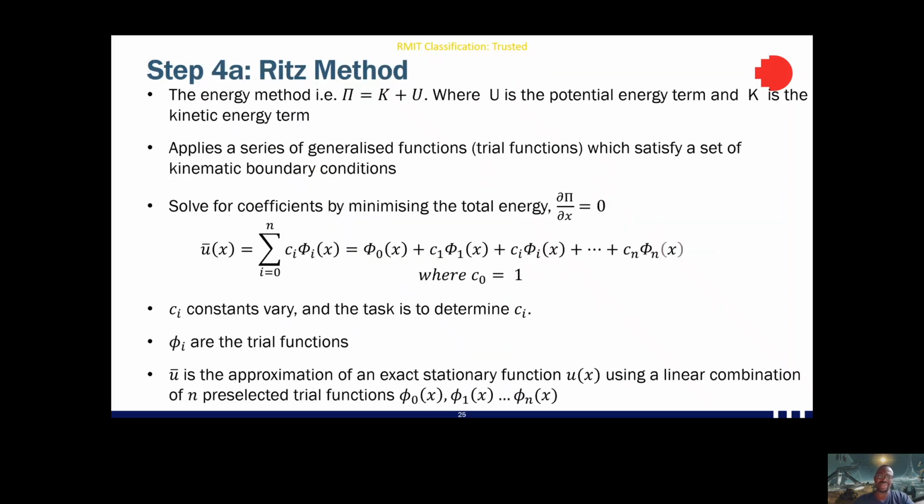And the first numerical method I'll apply will be the Ritz method, which applies a series of generalized functions which satisfy a set of boundary conditions. So for instance, I'll be interested in the effect of different boundary conditions on the dynamic response of the beam. And so while applying the Ritz method, I'll have to determine a set of trial functions which meet the corresponding boundary conditions. In the expression you can see here, the trial function will be the phi term, and the c term will be the coefficients, which will then need to be determined by minimizing the total energy term.